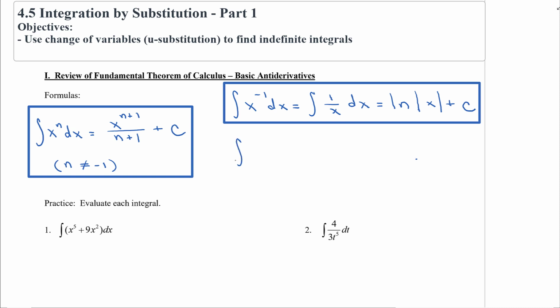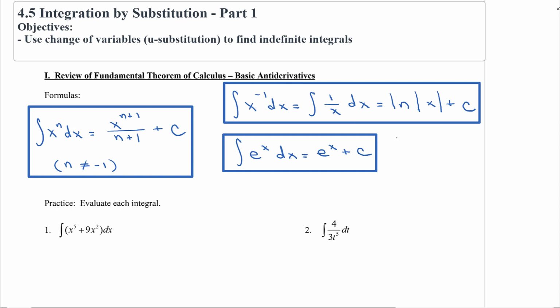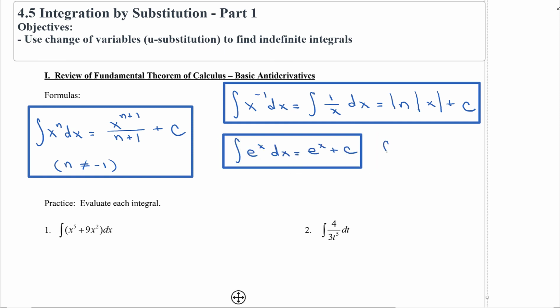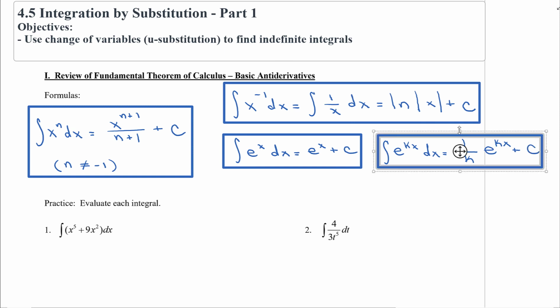And then our next formula is the integral of e raised to the x power dx, which is equal to e raised to the x power plus c. And let's box that in. And I'm also going to lasso that in, make it a little bit smaller so I have a little bit more space. And our other formula here is the integral of e raised to the kx power dx, which is going to be equal to 1 over k times e raised to the kx power plus c. Let's box that one in.